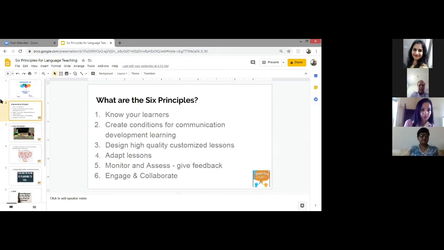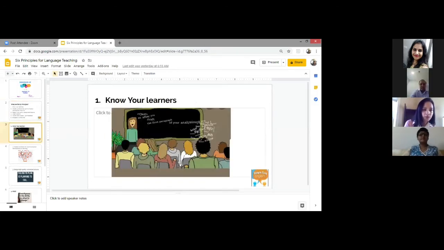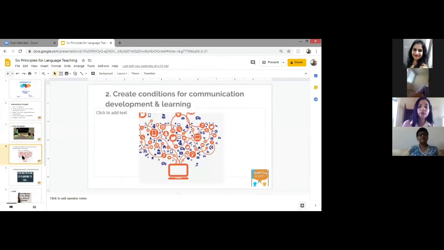So I'll just move the slide to the next one. The next one was know your learners, and then you have to create the appropriate conditions for communication. A positive, pleasant atmosphere during the session makes the learners feel very comfortable and more confident.